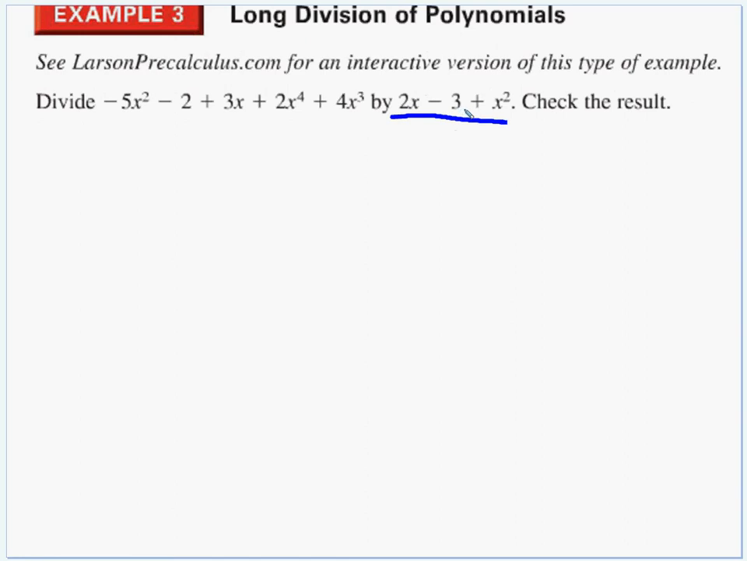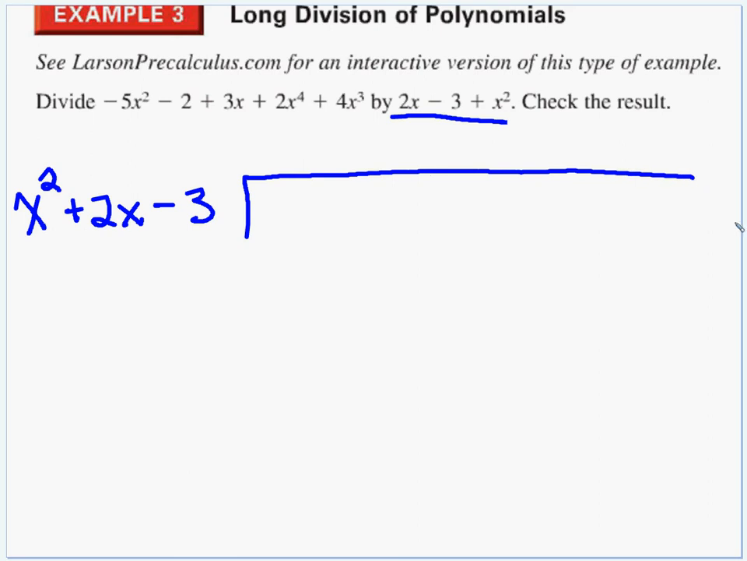So this is our first three-termer, and let's write it in descending order. The x squared will go first, a plus 2x in the middle, and a minus 3. We are going to divide that into this, which is all out of order, and there might be a missing term in there. Let's be extra careful.